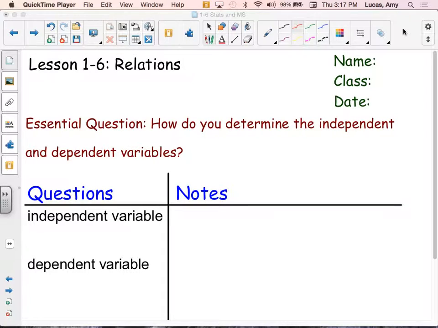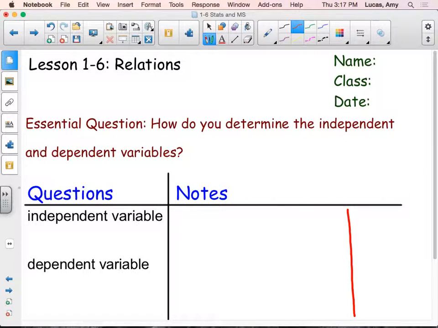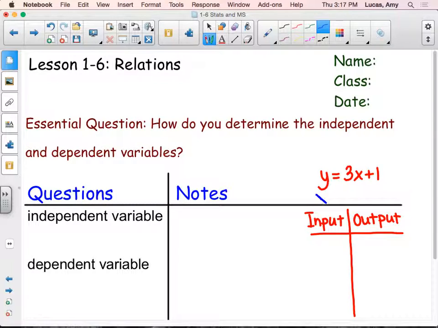The independent variable, if you think about making a little t-shirt table like you've done in previous courses, you often have an input and output. The input would be the variable that you plug something in for. And then the output would be what you get out. So for example, you may have seen equations like y equals 3x plus 1, where you can put in whatever you want for x, your input variable. So x is the input variable.